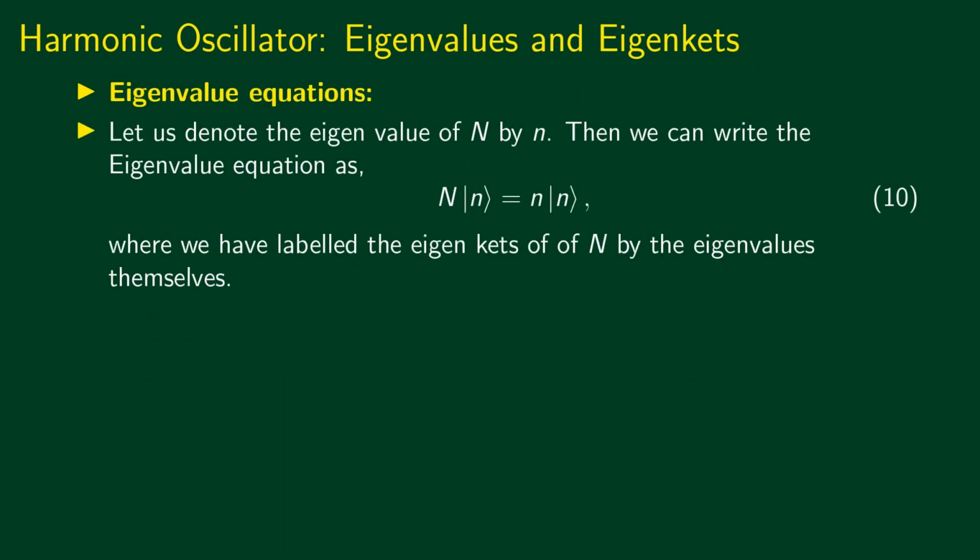Let's now take a look at the eigenvalue equations for the number operator and the Hamiltonian. We shall denote the eigenvalue of the number operator by small n. So then we can write the eigenvalue equation as the number operator acting on ket n is equal to n multiplied by ket n. Here we have labeled the eigenkets of the number operator by the eigenvalues themselves. That is, the eigenket corresponding to the eigenvalue small n is labeled as ket n. This is a notation that we have been using all this time.